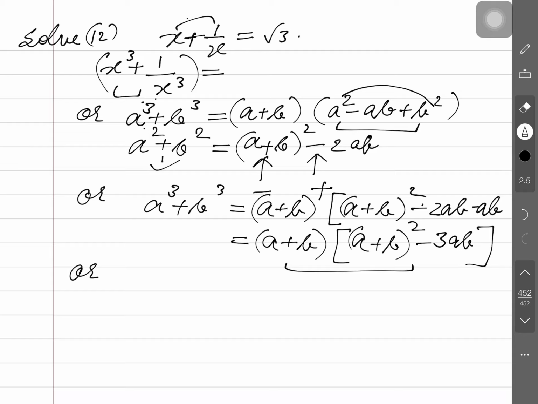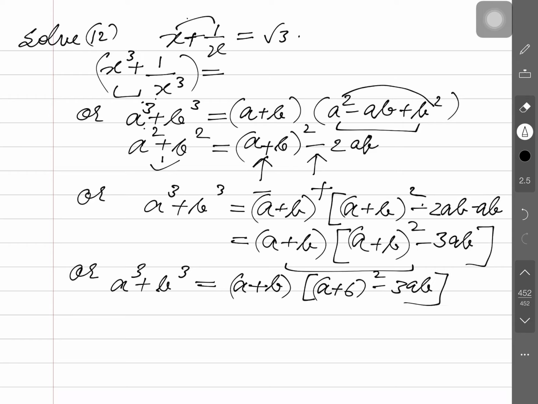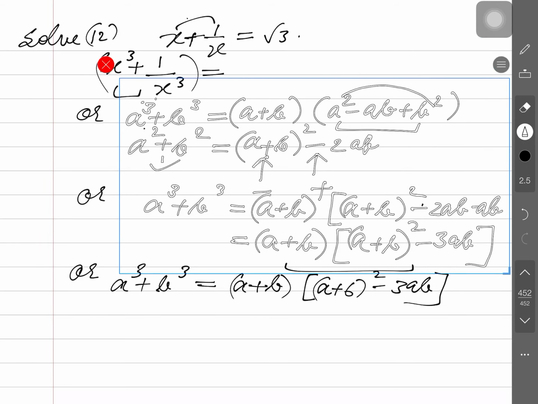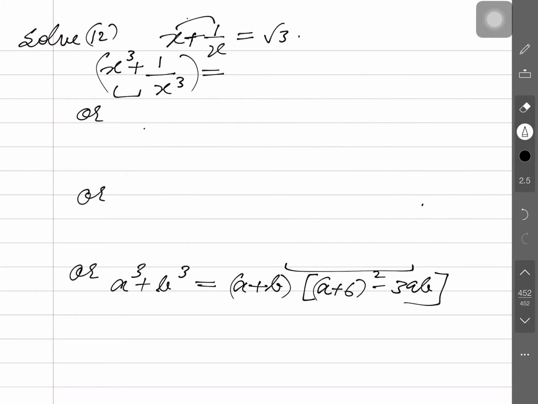So a cube plus b cube is equal to a plus b times a square minus ab plus b square, which is a plus b whole square minus 3ab. This identity you have to remember here, and this portion you do not have to remember. Is that clear or not? This portion is to be remembered by you. Everybody knows how to bring this.